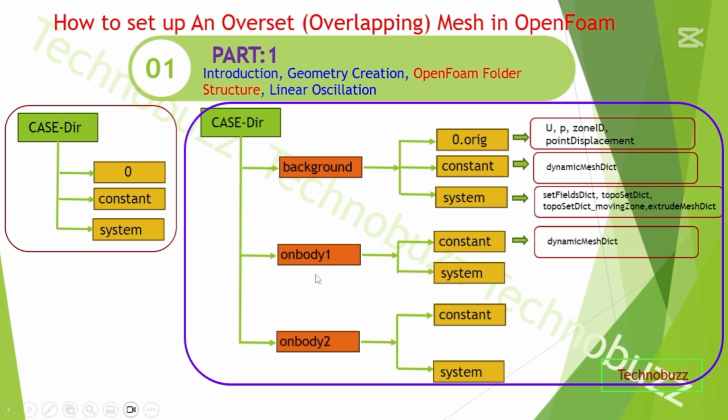The second folder is onBody 1. So I named it onBody only for this simulation. In the current simulation, only one object is considered. Hence, I named it onBody. Based on the number of grid zones, additional folders need to be added for individual meshing. The folder onBody 1 contains constant and system folders. Only two folders. In this folder, the folder 0 is not needed as we only create the mesh and merge it to the background mesh.